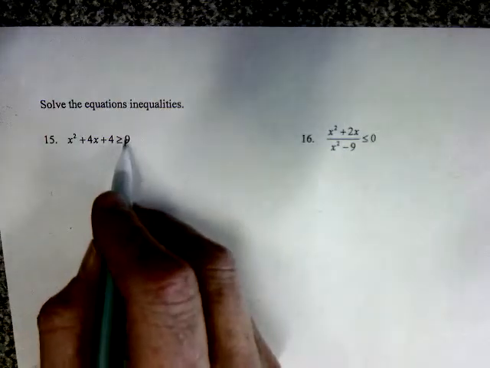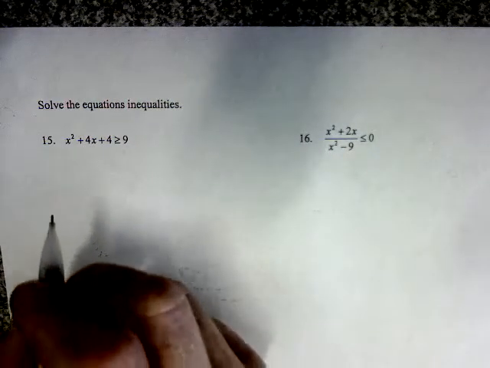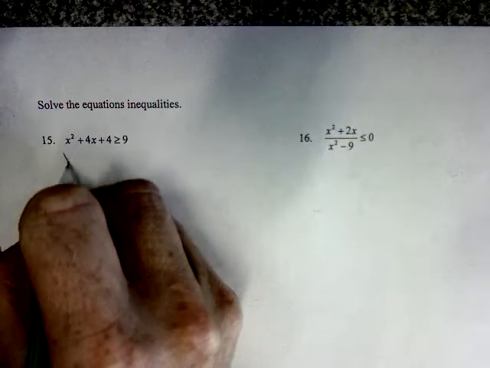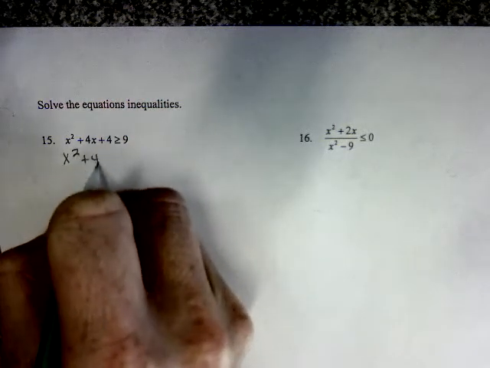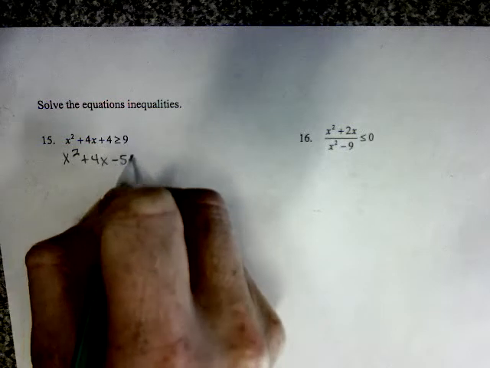Okay, in this portion, 15, 16, 17, we're going to be solving rational inequalities. So to do that, we need to make sure everything is equal to 0, or the 0 is on one side of the inequality. So let's do that first. x squared plus 4x minus 5 is greater than or equal to 0.